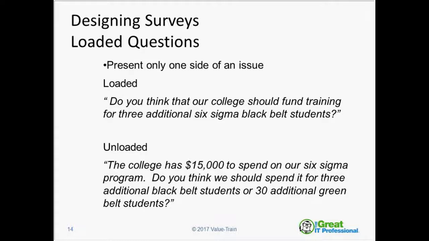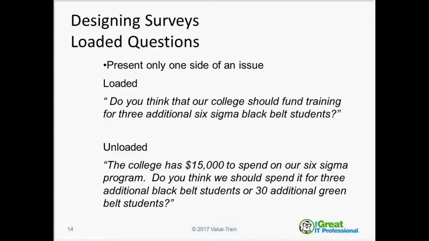In the second one, we give them 2 things. And we would have perhaps 2 boxes for them to check. One is for the first part, and the other is the second part. So should we spend it on 3 black belt students or 30 green belt students? Which one do you think we should spend it on? So that's called a loaded question.